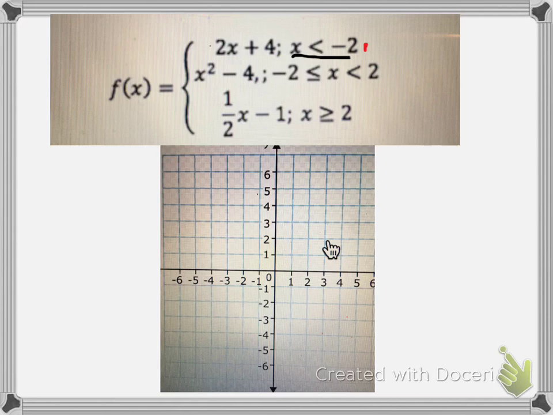So we know this is a line with a y-intercept of 4 and a slope of 2, but again, I'm only interested in what it looks like from here and onward to the left. So at -2, even though it's not including that, but let's see what at -2, this part of the function is 0. So I'm going to go ahead and just plot that point. There we go.